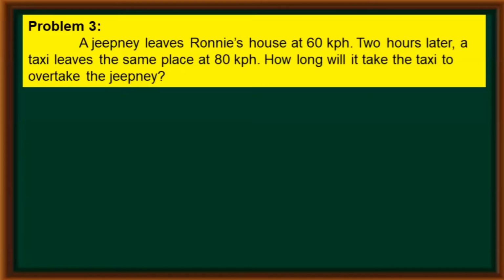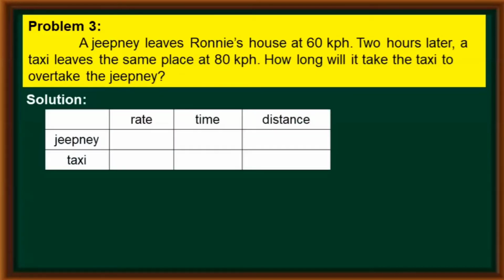So let's organize the given data in our problem using a table. For the jeepney, its speed is 60 kilometers per hour, while the taxi, its speed is 80 kilometers per hour. Take note that the jeepney already traveled 2 hours before the taxi started following the jeepney. This means that the jeepney has traveled an extra time of 2 hours. So, the time traveled by the taxi can be represented by variable x, and the time spent by the jeepney in traveling would be denoted as x plus 2.